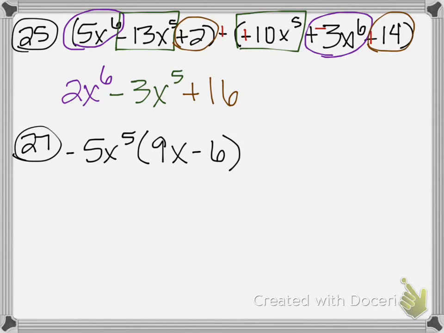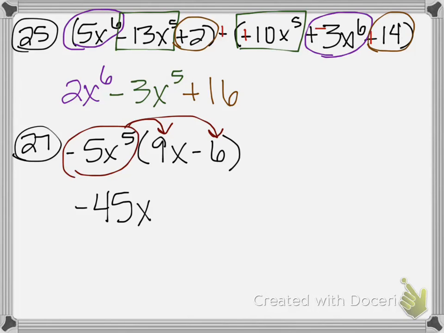27 says multiply. So when I multiply and I have a monomial on the outside, I have to distribute to everything on the inside. So negative 5x to the 5th times 9x would be negative 45x to the 6th, because we have x to the 5th times an x to the 1. We add our exponents. 5 and 1 is 6.